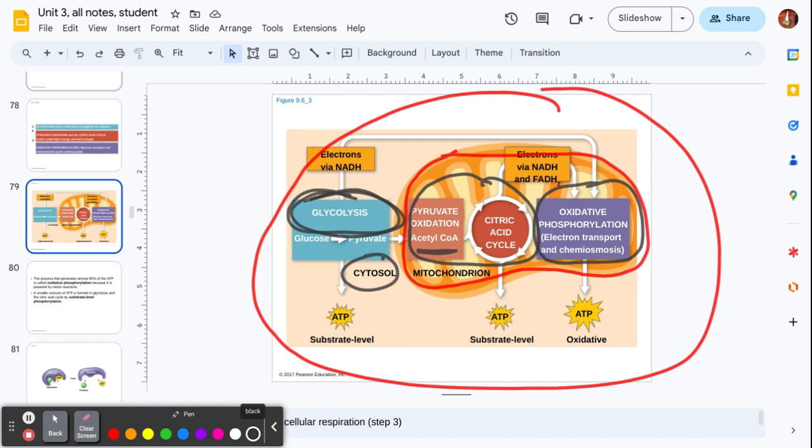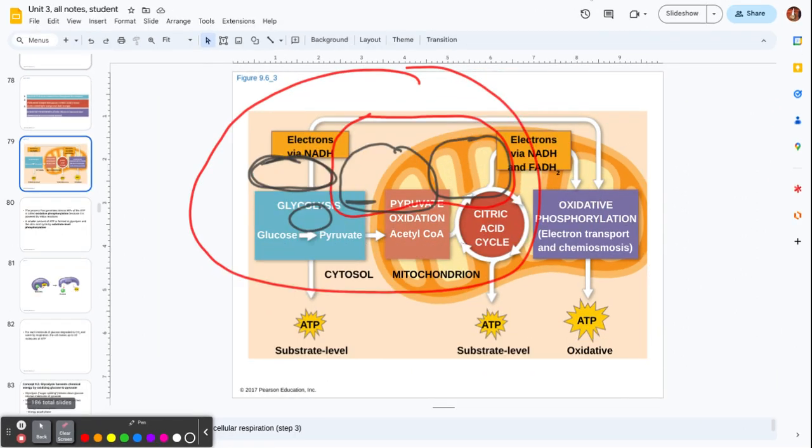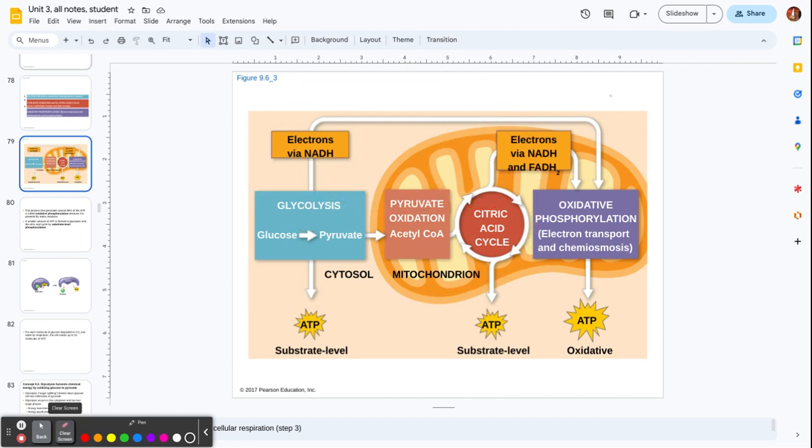On this slide, we can also see that there is this reference to something called substrate level. I'm going to have to get rid of some of my circles, I think. Let me clear the screen. I've got an ATP, and then underneath it, I have substrate level for those first two stages. That is referring to how the ATP gets made.